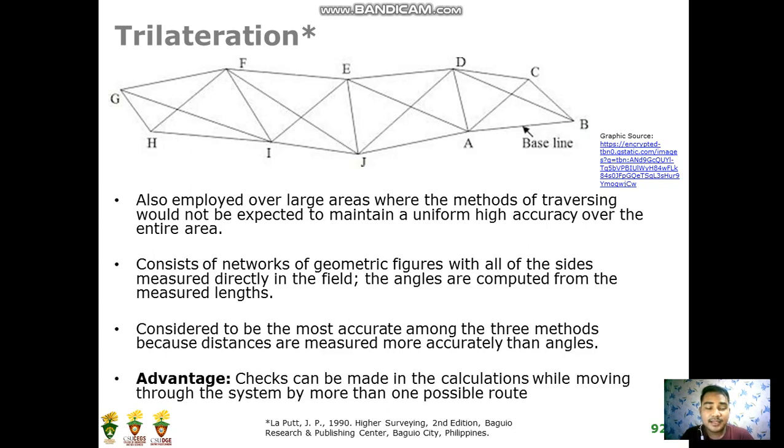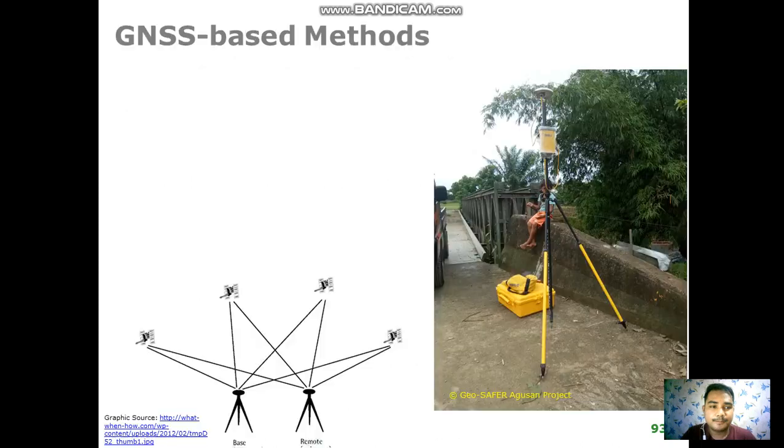An advantage of trilateration is that checks can be made in the calculation while moving through the system by more than one possible route. So this is also an advantage over triangulation.